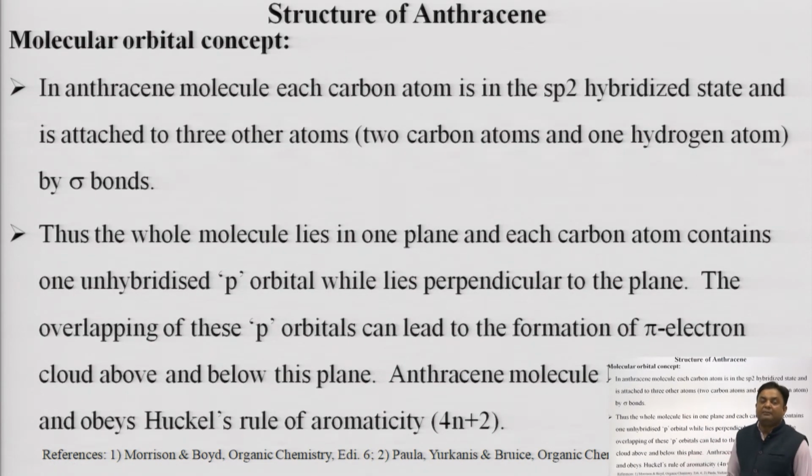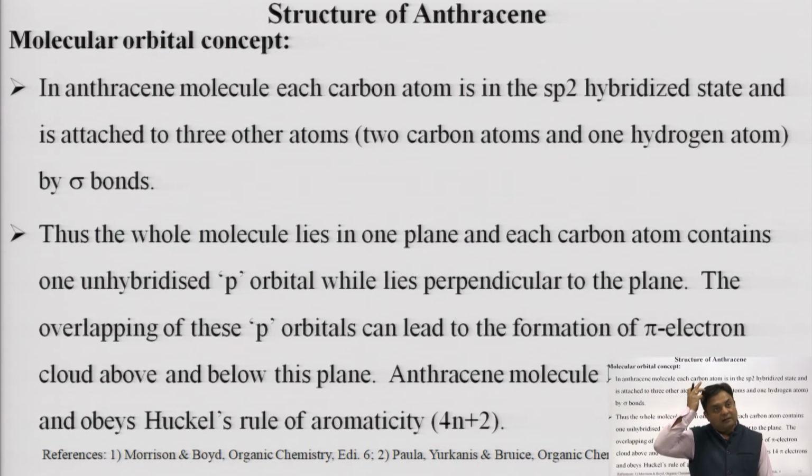Now after talking about the resonating structure of anthracene, I am coming to the molecular orbital structure of anthracene. I have already told you that there are 14 carbons in anthracene, and each carbon is sp2 hybridized. Sp2 hybridized means it is a planar structure, and each carbon has 4 valencies. Out of 4 valencies, 3 are like this. I am just drawing the structure.